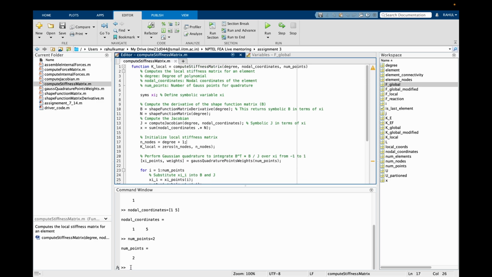Yeah, we will run. We have already given all those arguments like nodal coordinates, degrees, num points, everything. So now we'll run this function.